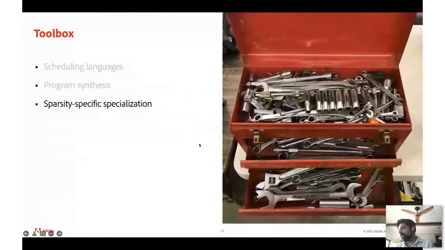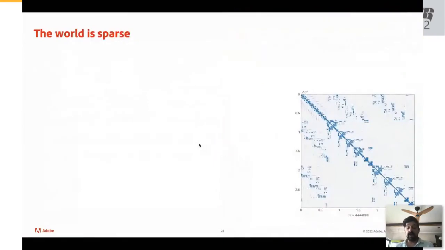So the last tool I'm going to talk about here is also in the vein of applying a lot of compute at compile time, and that's sparsity-specific specialization. And that really applies for sparse computations. I know that coming from the simulation world, before I was at Adobe, I had a career working for the Department of Energy on all kinds of simulations in high performance computing. We like to think of the world as sparse. The connectivity of things is just not dense.